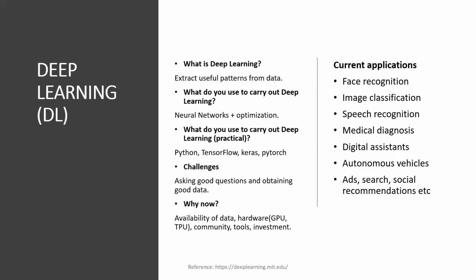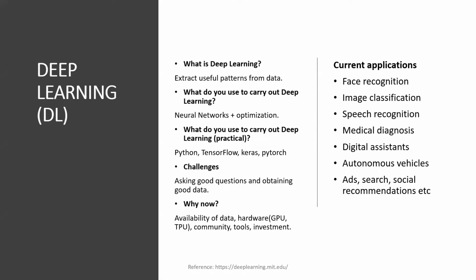So what do we use to carry out deep learning? We use neural networks plus optimization. What do you use to carry out deep learning? The practical, like what I'm going to show you before the end of the tutorial, we use Python. We can use deep learning libraries like TensorFlow, Keras, PyTorch, and so many others. Some of the challenges we have are asking good questions and obtaining good data to perform the deep learning.